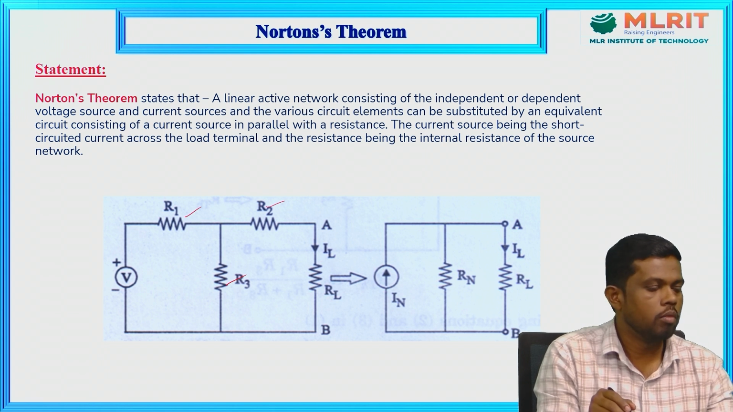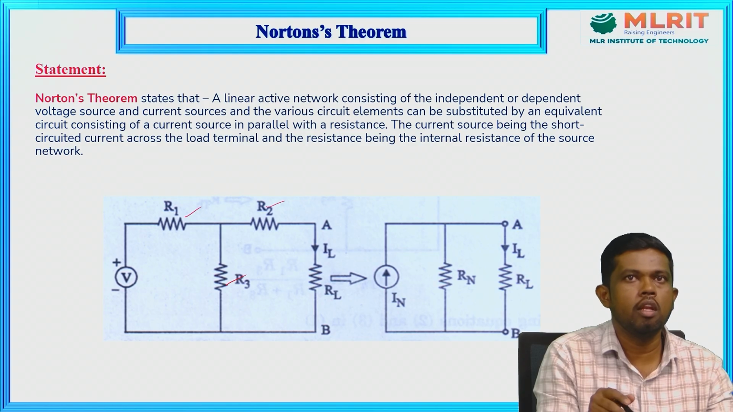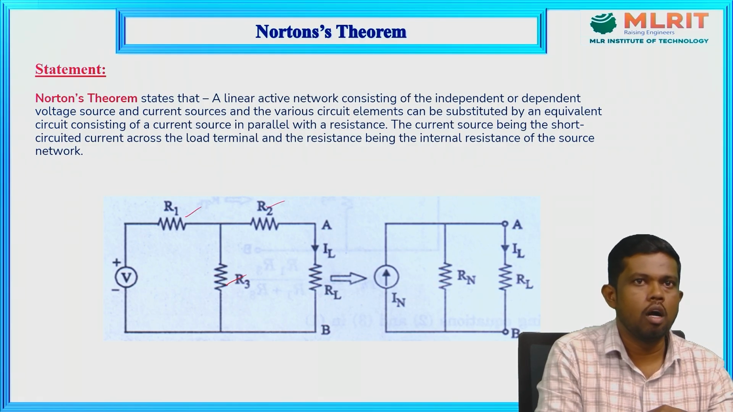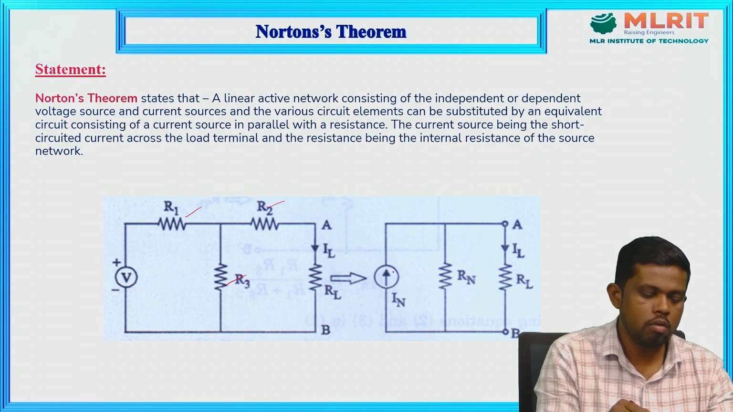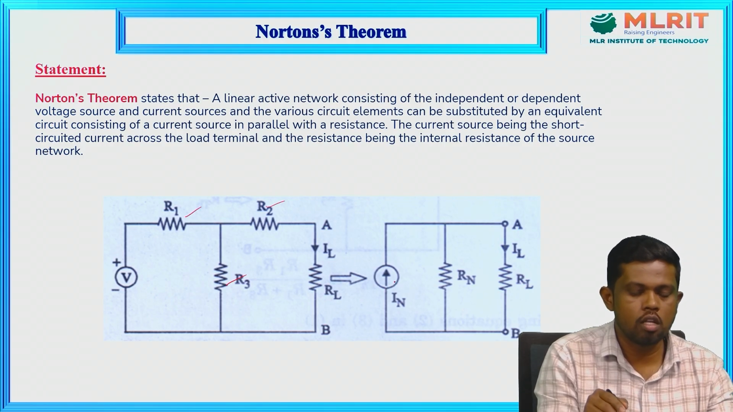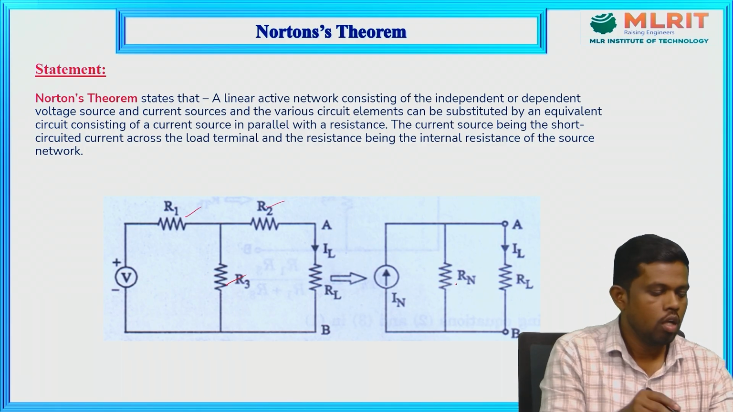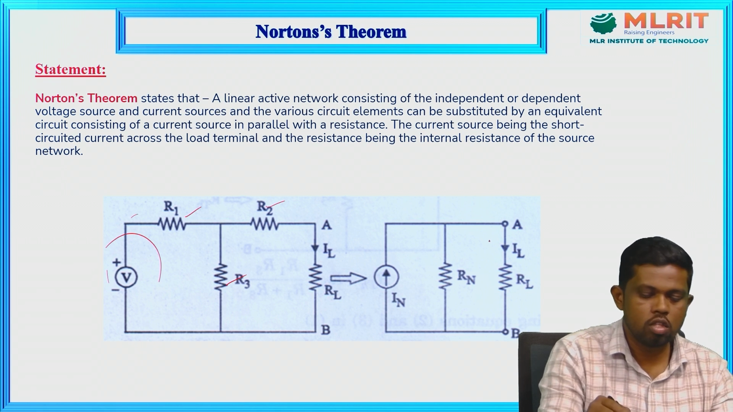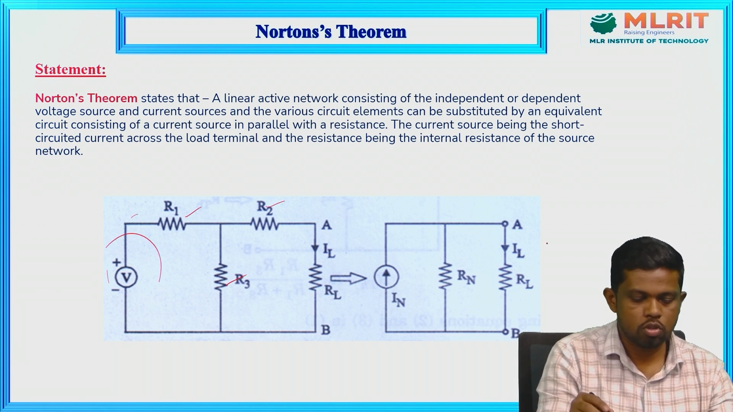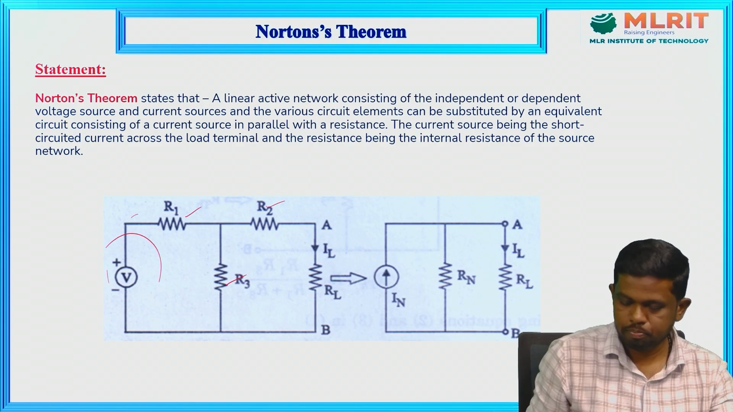Again, elaborating Norton's theorem statement: in any linear bilateral two-terminal network consisting of a number of active elements and passive elements, the whole circuit can be replaced by an equivalent circuit consisting of a single current source in parallel with a single resistance, called Norton resistance, and the corresponding current is called Norton's current. This is the given network, and the whole network we can simply replace by the single source network. That is the procedure given by Norton's theorem.